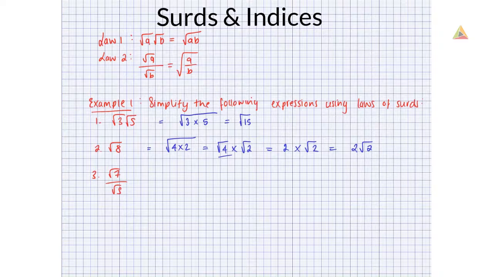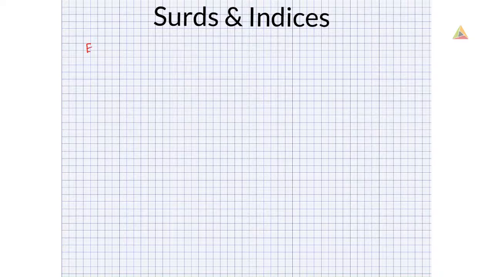So that's it simplified. The third one, root 7 over root 5. So this is this law here. So root A over root B is the same as saying the root of A over B. So if we were to rewrite that, it would be the same as saying the root of 7 over 5. And we can't simplify that anymore. I'm going to do example 2 on the next slide now, which is more examples of using laws of surds.